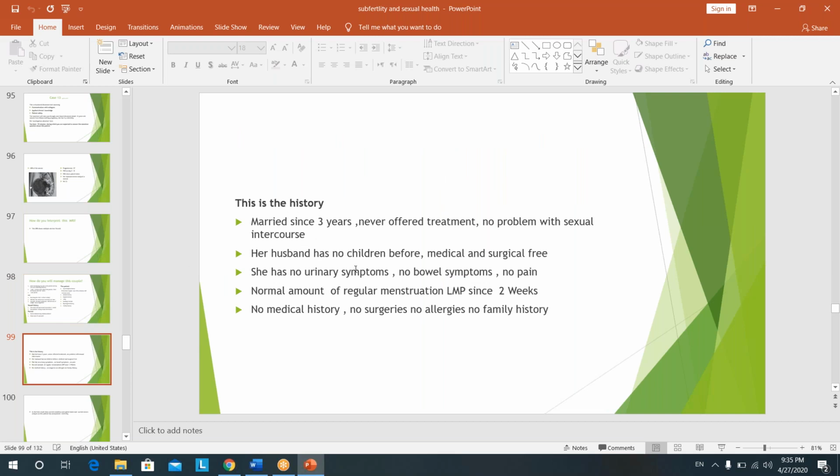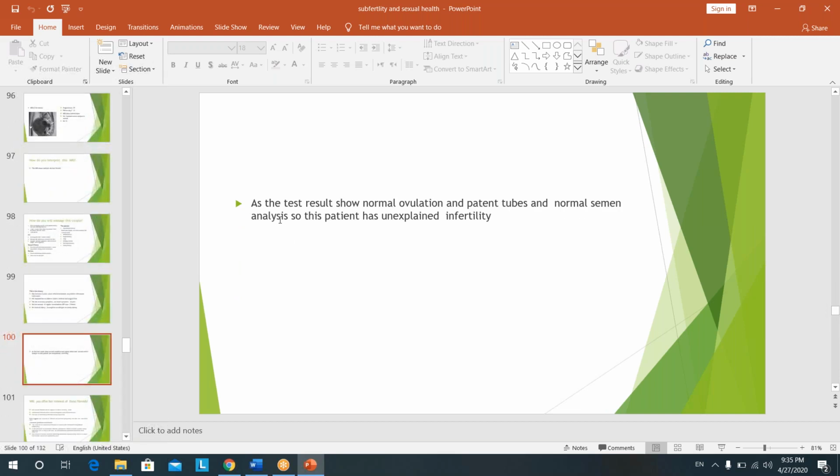Okay, then the examiner will give you the history. She has been married for 3 years, never offered treatment, no problem with sexual intercourse. Her husband has no children before and no medical or surgical history. She has no urinary symptom or bowel symptom or pain, normal amount of menstruation. Last menstrual period was 2 weeks ago. No medical, no surgical history, no allergies, and no family history. So, as the test results show normal ovulation, patent tubes, and normal semen analysis, this patient has unexplained infertility for 3 years.